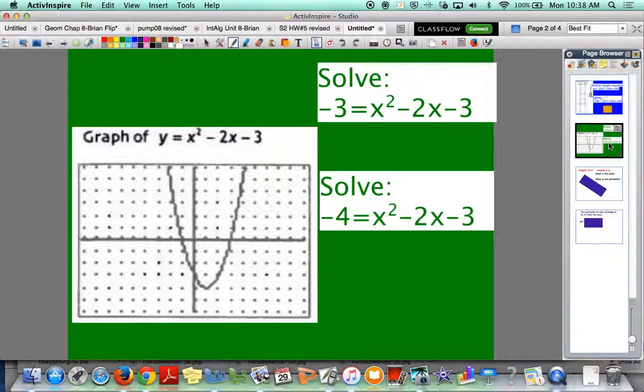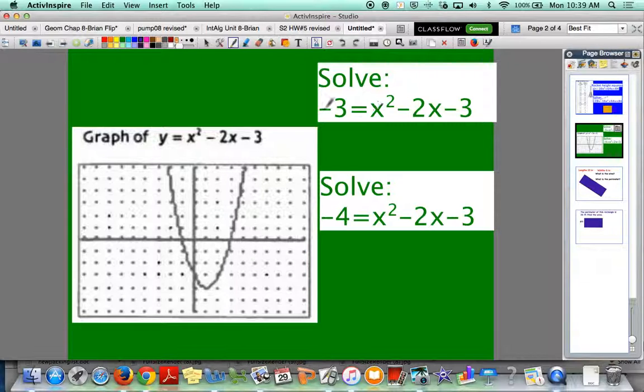Let's move on to the second warm-up problem. Similar idea here. Again, you're given an equation and we're trying to solve it, but this time we're solving it using a graph instead of using a table. All right, so this takes a little bit more detailed analysis. You have to look at it a little bit more closely.